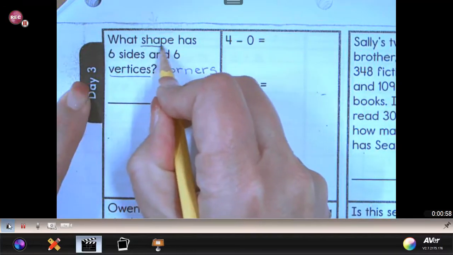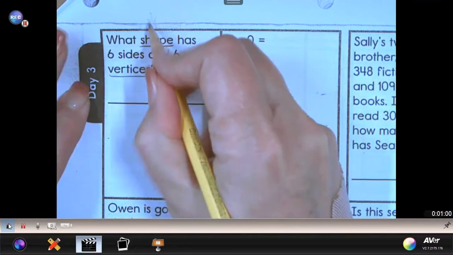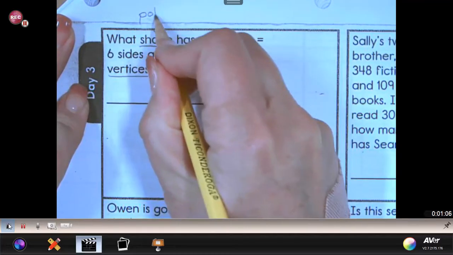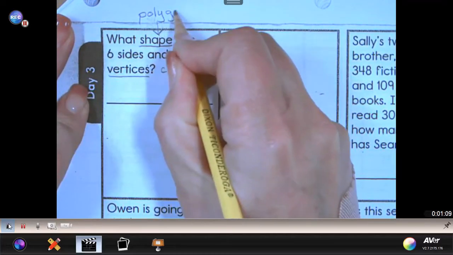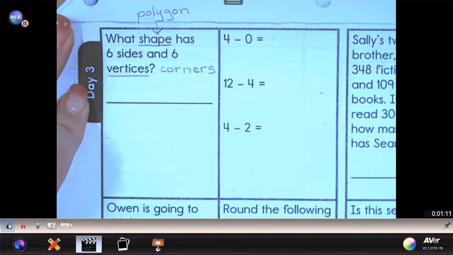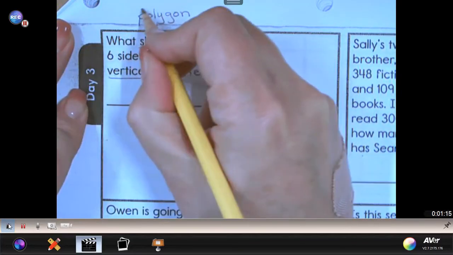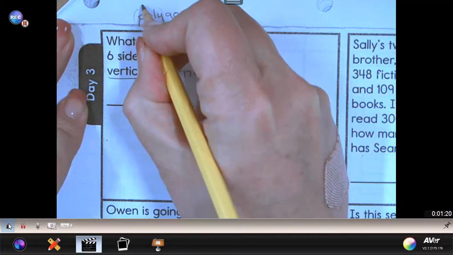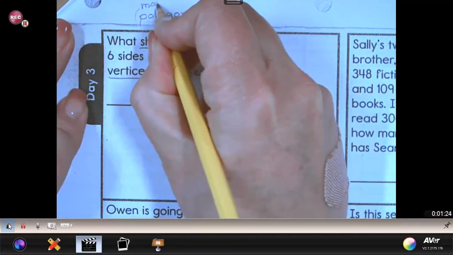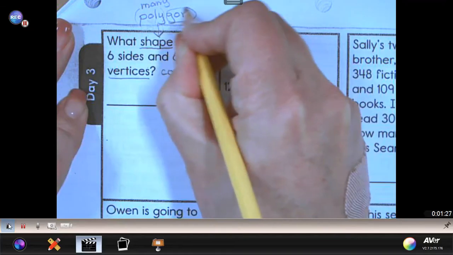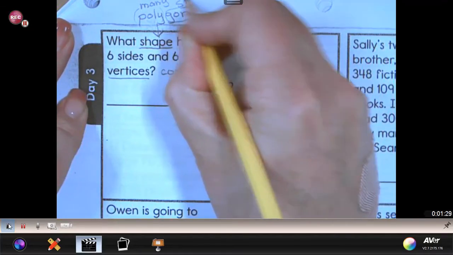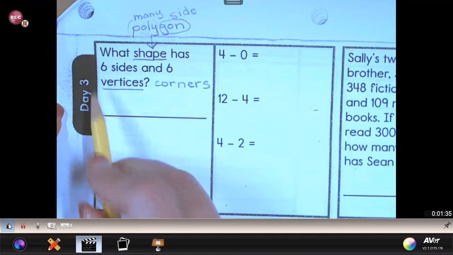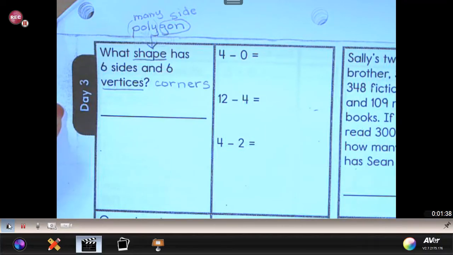Another word to think about when we're thinking about geometry is the word shape. As we continue in geometry in 3rd grade, you might hear the word polygon. Poly is Greek or Latin for many, and gon means sides. So we have a many-sided figure to take a look at, and it has 6 sides and 6 corners, or 6 vertices.